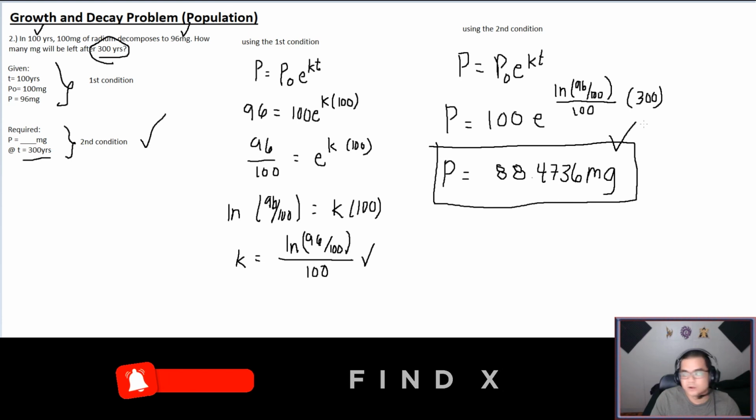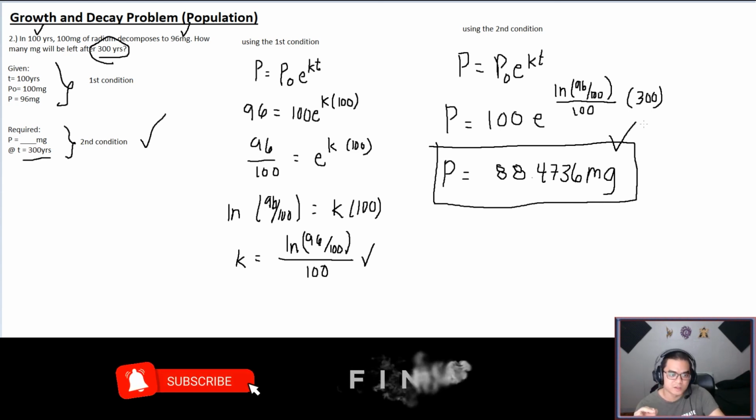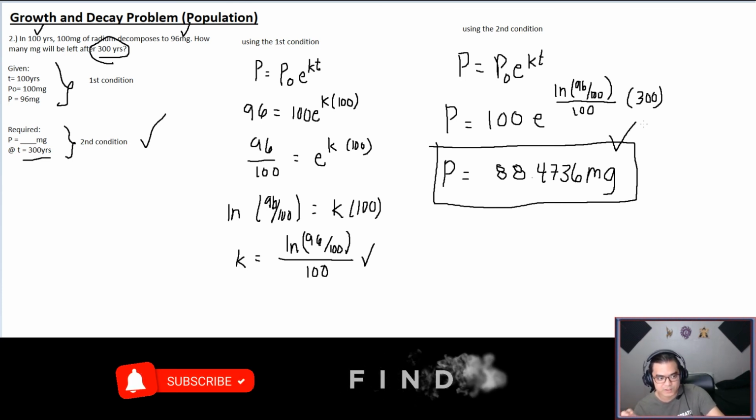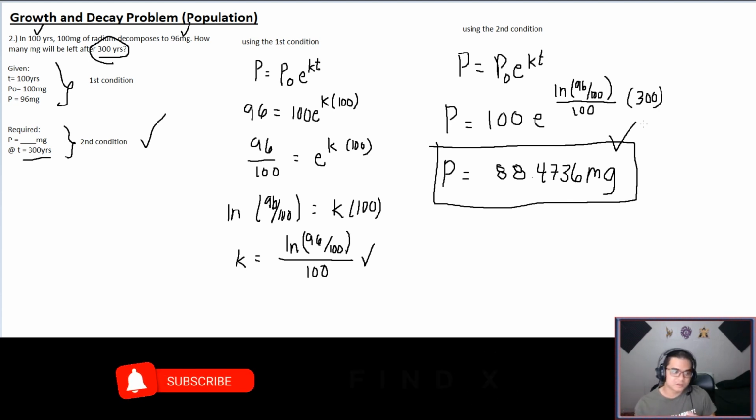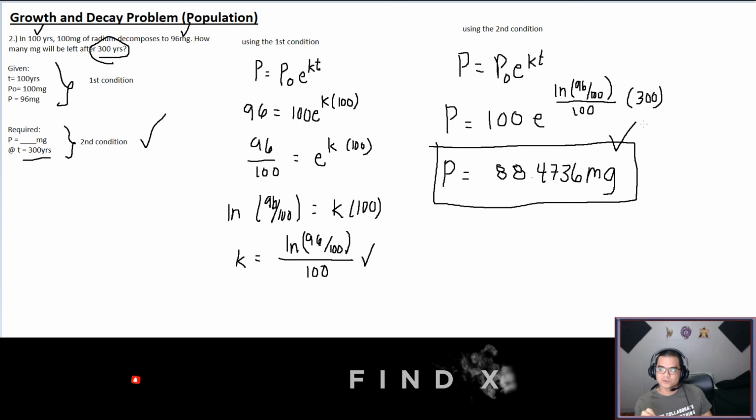So maybe some of you are wondering, if you look at the first condition, the initial amount is 100 milligrams, right? And then it became 96 milligrams in 100 years. That means the value decreases by 4 milligrams in 100 years. Now, what is asked is to find how many milligrams will be left in 300 years. If 100 years is equal to 4 milligrams, then you would say that 300 years must be 12 milligrams. Therefore, 100 minus 12, and the answer is 88.